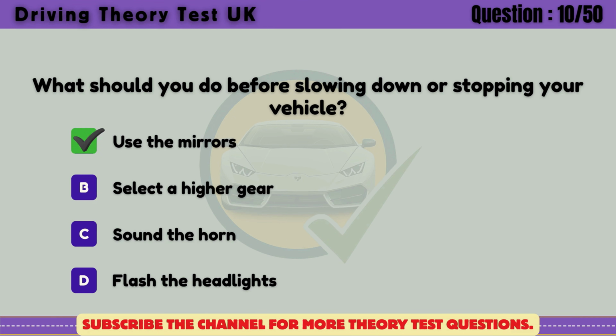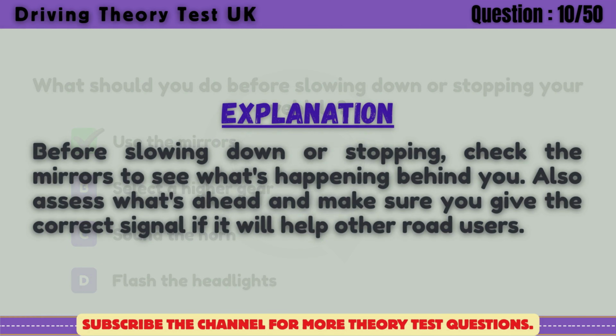Answer is A. Use the mirrors. Before slowing down or stopping, check the mirrors to see what's happening behind you. Also assess what's ahead and make sure you give the correct signal if it will help other road users.